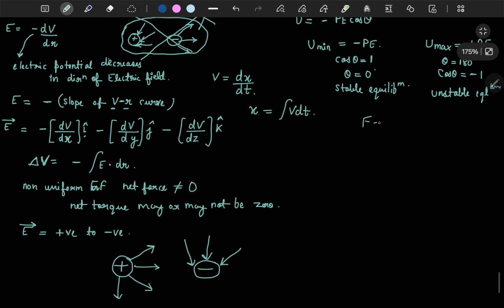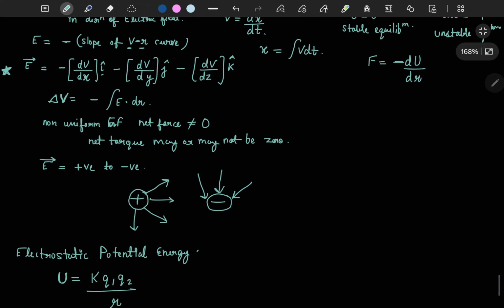Talking about force, it is given by minus dU by dr. It is the slope of the potential energy and distance graph. If the force sign comes out to be negative, it means the force is attractive, and if the force sign is positive, it will be a repulsive force.